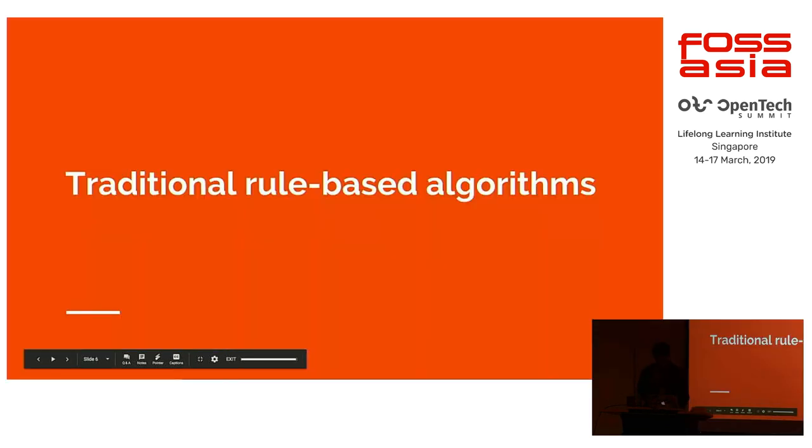Before machine learning came into play, back in the growing years of tech, ever since the internet boom in the early 2000s, we didn't have that much data, and at the same time, we didn't have enough computing power to run really huge algorithms, right? So we resorted to traditional rule-based algorithms. What do I mean by rule-based?